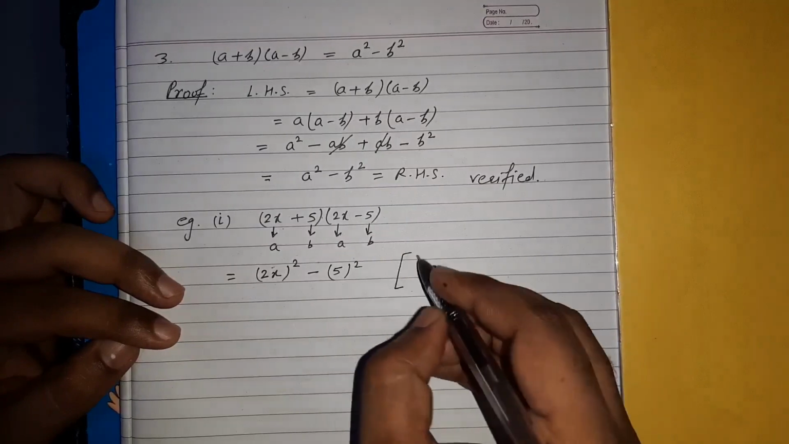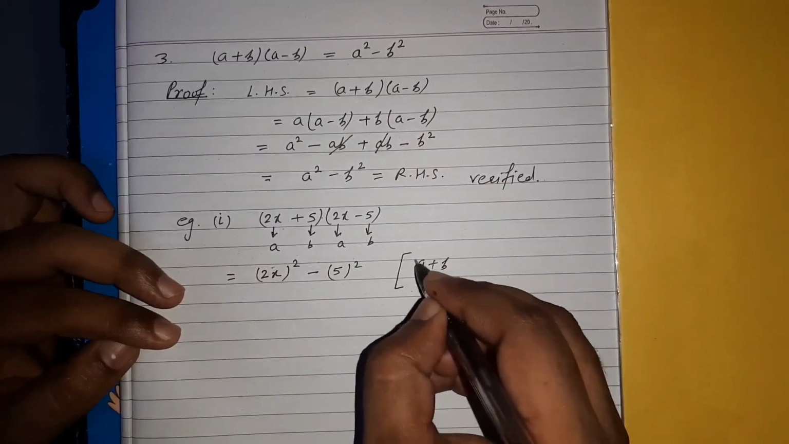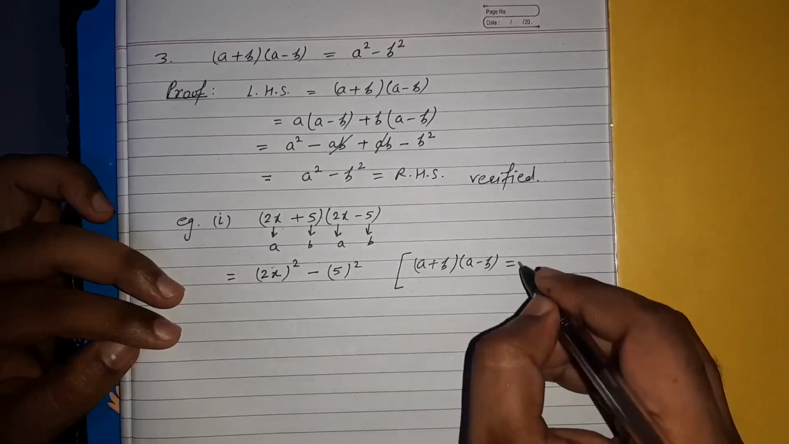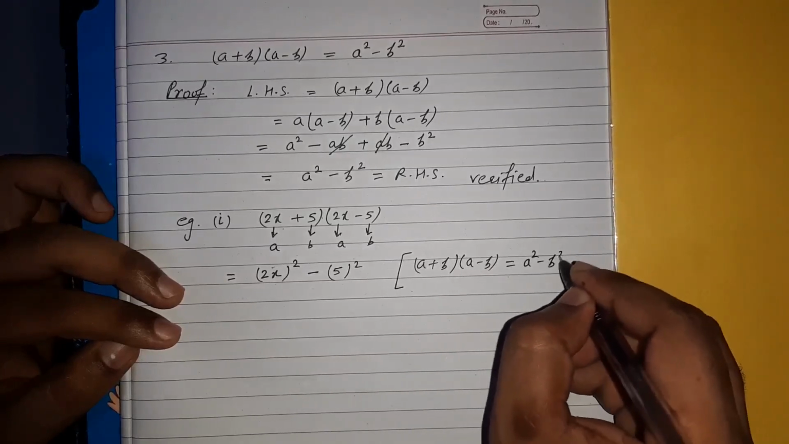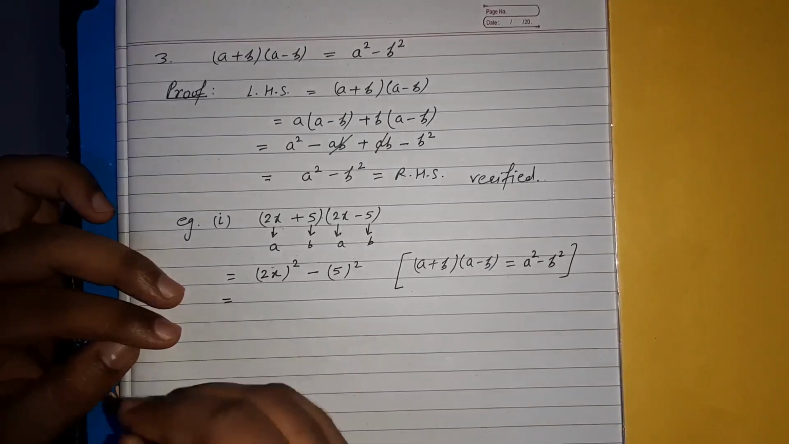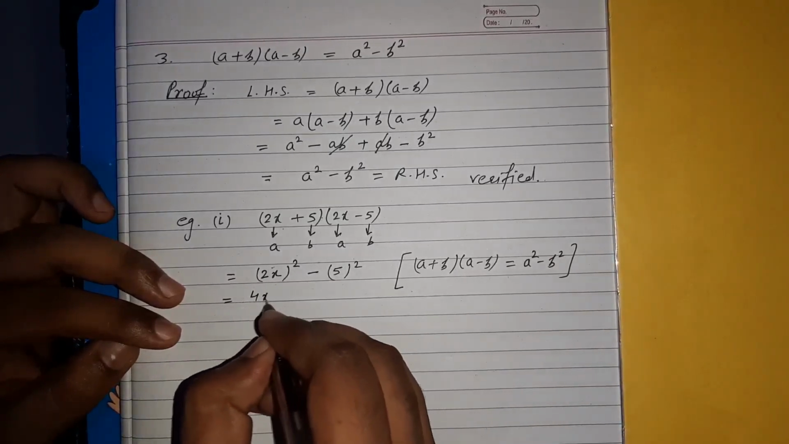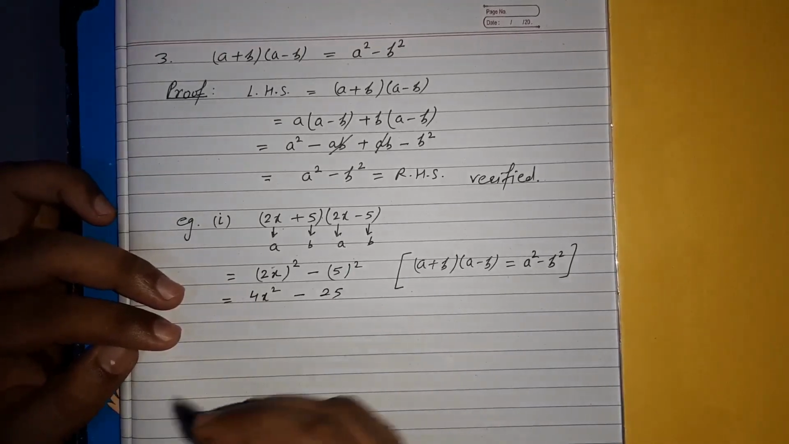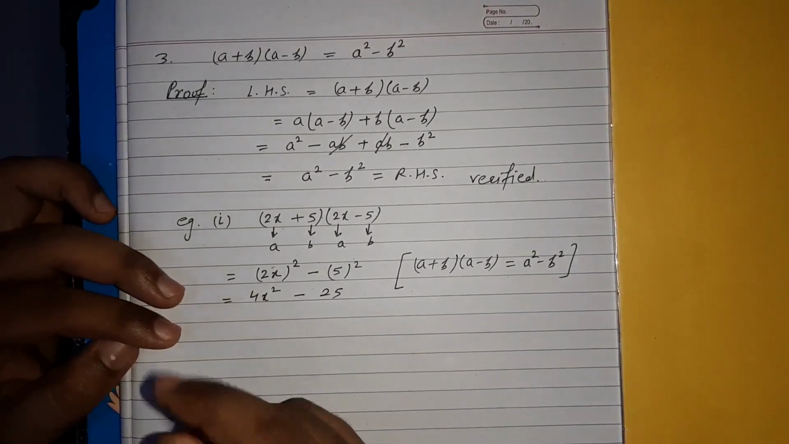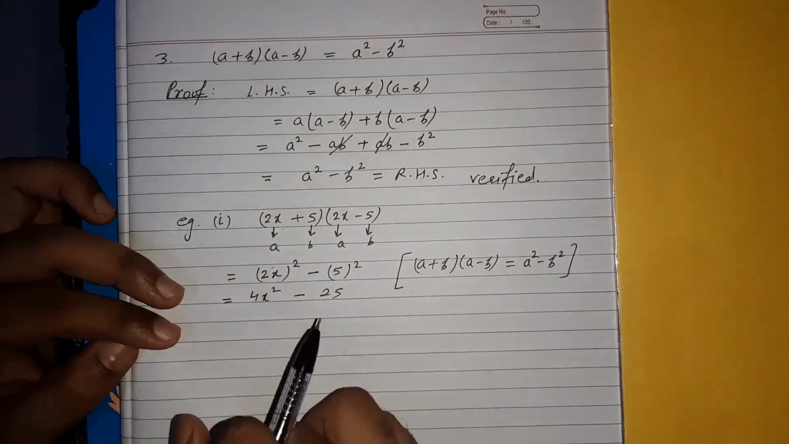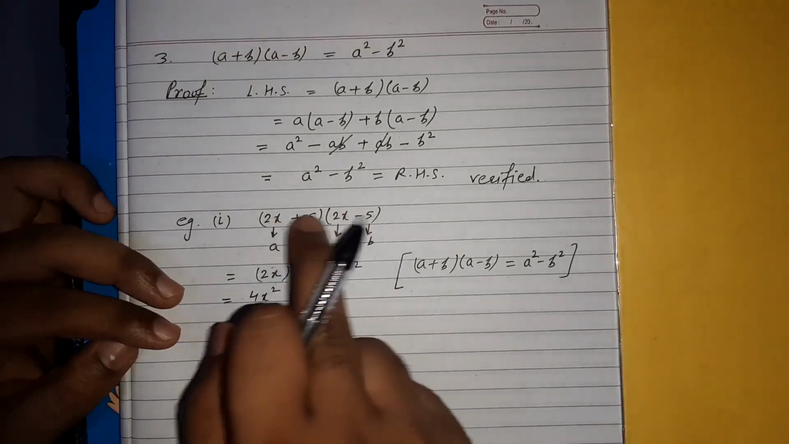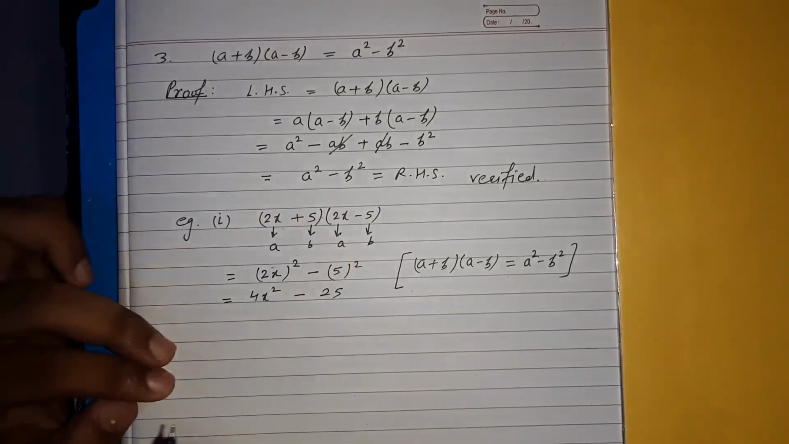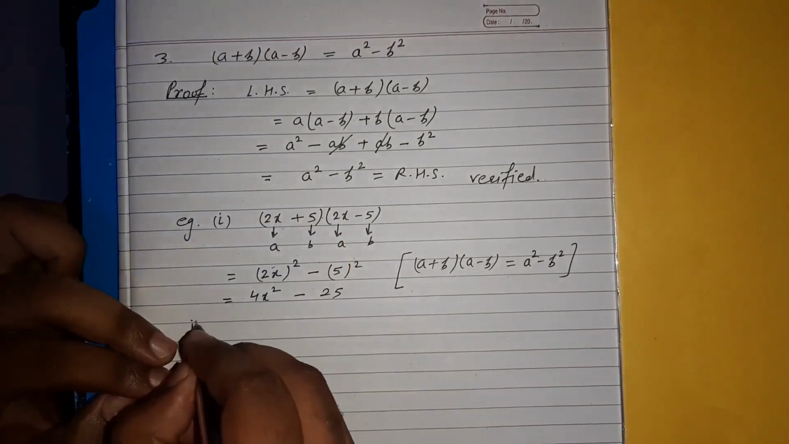And we have used here the identity (a plus b) multiplied by (a minus b), so we can write here (a plus b) multiplied by (a minus b) is equal to a square minus b square. Okay, now 2 square is 4 and x square is x square, minus 5 square, 25. So 4x square minus 25 is the expansion form of this question. This is called the product form, or factorized form.